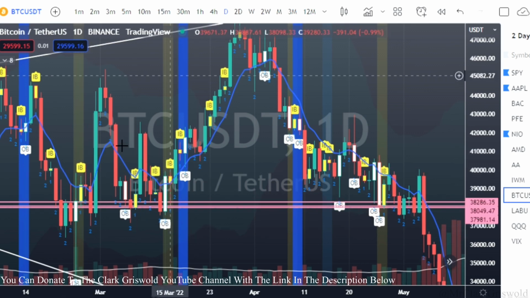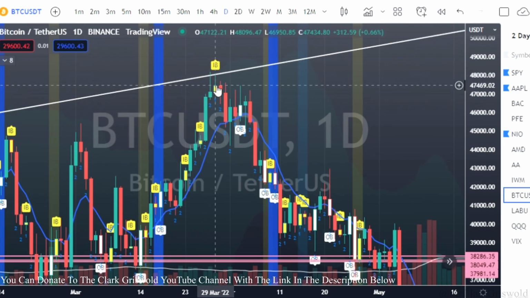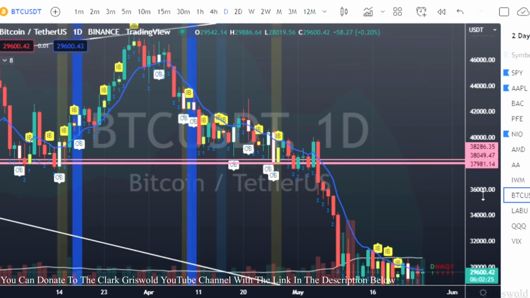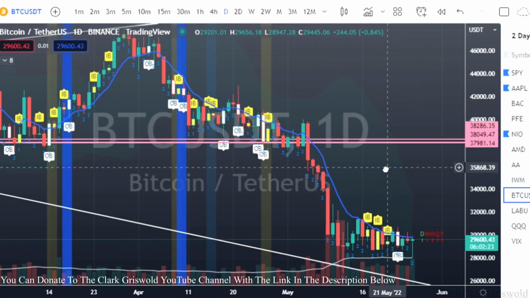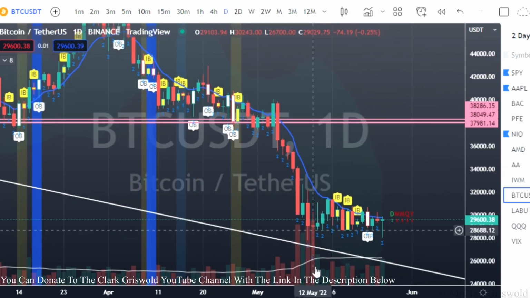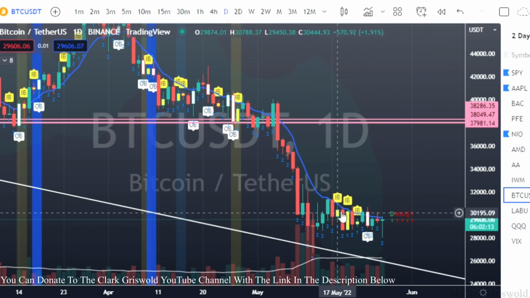Then we come back up to the top of this broadening formation like we talked about. 2 up, inside bar, 2 down, off of the top of the broadening formation. Okay, and then we jet all the way back down. Sorry, this is on Bitcoin, guys. So on Bitcoin here, we're looking for this reversal here. So we have a 2 down, we're looking for this 2 up. So you could have had a nice little gain here.